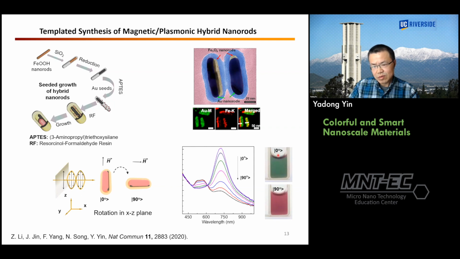So, for example, in this case, if they are standing vertically, you get the green color, and that corresponds to the longitudinal mode, or this long wavelength mode. And if we make them horizontal, then you only see the transverse mode.